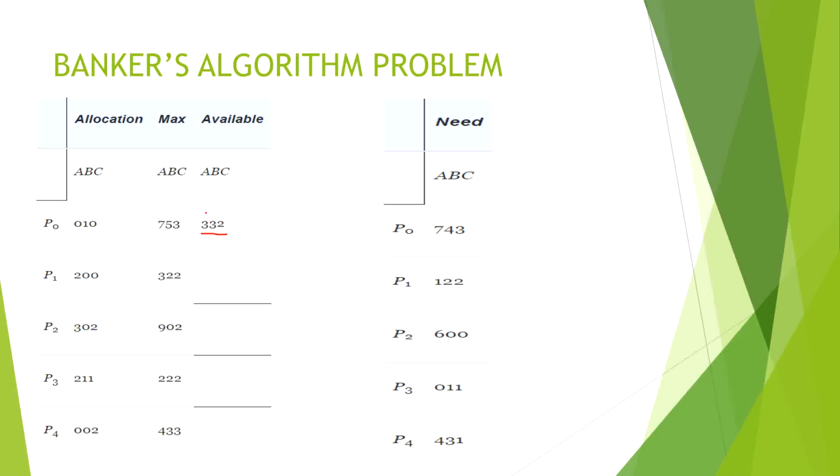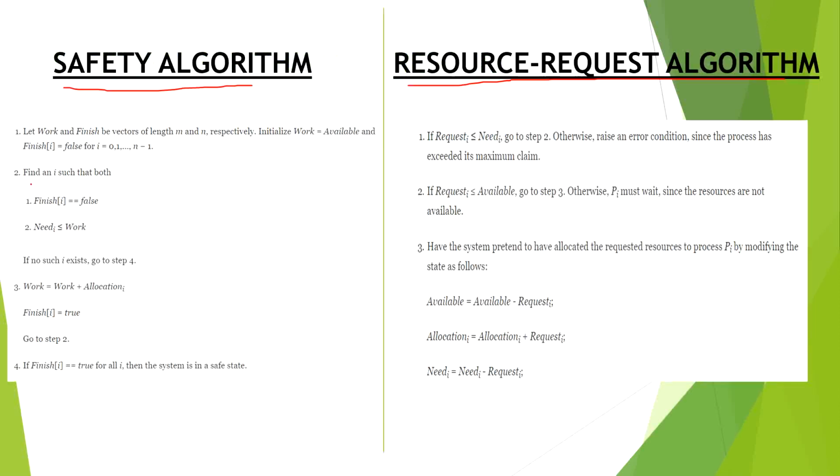This ABC means there are three instances of A, three instances of B and two instances of C available at that instant. So initially three instances of resource A, three instances of B and two instances of C are present. This much is clear. The next step is that we will make the whole finish array false, which means no process is yet assigned the resources.